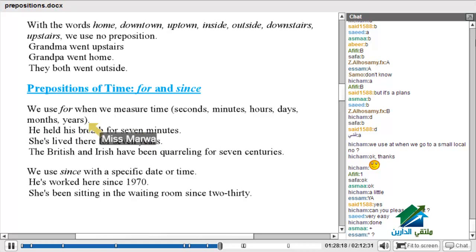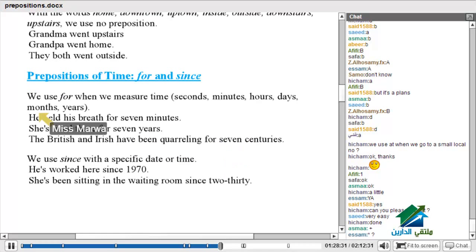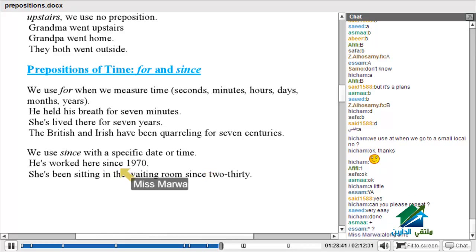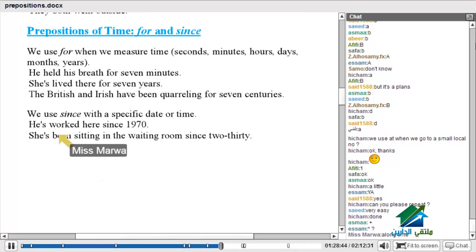I have a number. She has lived there for 7 years. The British and Irish have been quarreling for 7 centuries. 7, a number. Another thing I want to tell you: when I say a long time, we have to use for a long time. What about since? We use since with a specific date or time.